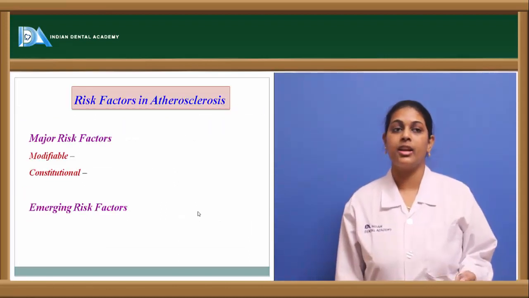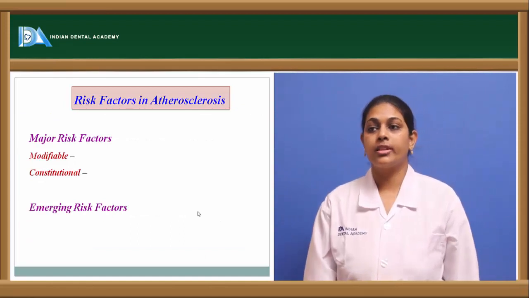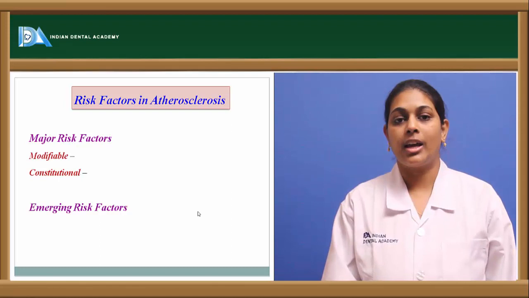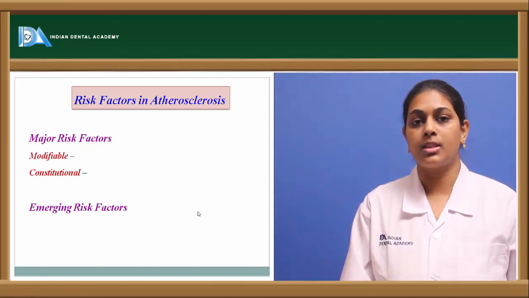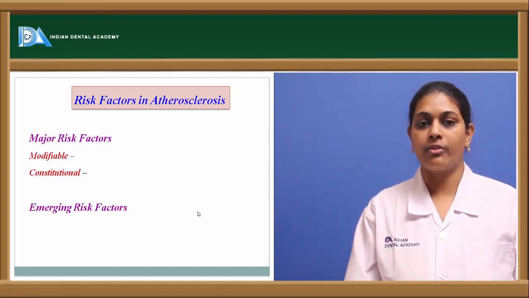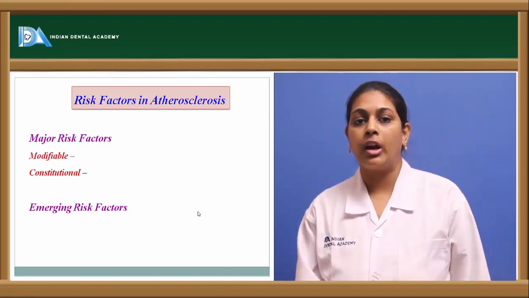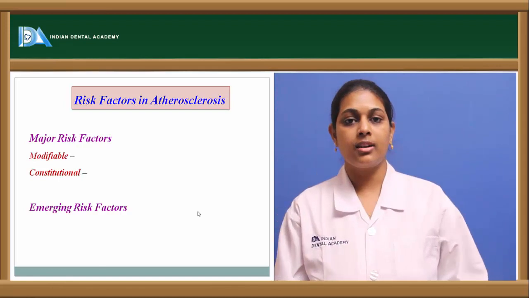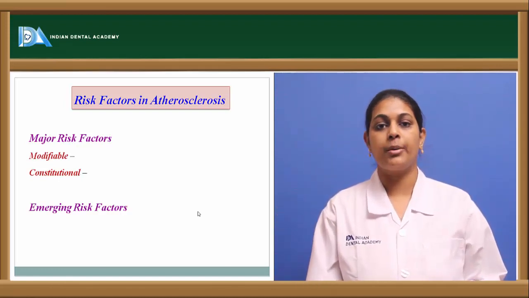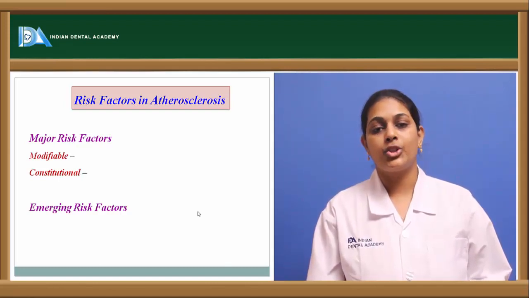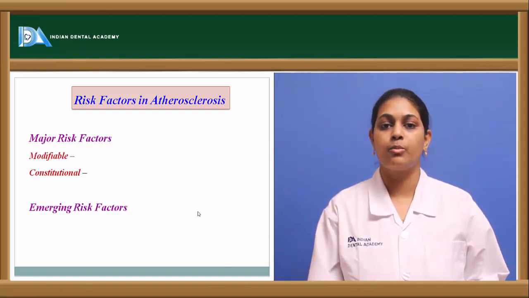Coming to the risk factors in atherosclerosis. The risk factors have been classified into two groups. One is the major risk factors and the other is the emerging risk factors. Among the major risk factors, there are modifiable risk factors, and these are so-called modifiable because they can be altered. They are dyslipidemia, hypertension and diabetes mellitus, as well as smoking.